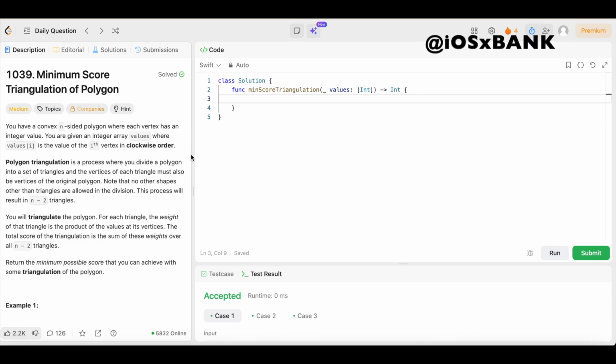All right, y'all, we're back again, another day, another LeetCode problem where we're doing daily LeetCode problems. And today we have question number 1039, minimum score triangulation of polygon. The difficulty level is medium, but don't worry because you already know we're going to keep the solution as simple and easy to understand as possible.